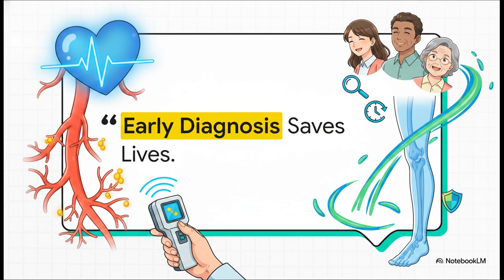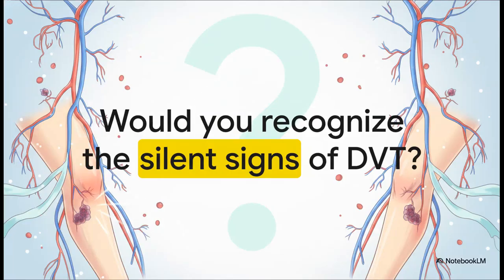Recognizing those localized inflammatory and hydrostatic signs early on is exactly what gives clinicians the window to deploy anticoagulation, restore unhindered blood flow, and ultimately preserve systemic hemodynamics. So, I want to leave you with a question to really think about. Would you recognize the silent signs of DVT? If you, or maybe a patient, suddenly presented with unilateral edema, localized warmth, and a deep aching calf, would you instantly recognize the underlying pathophysiology at play?